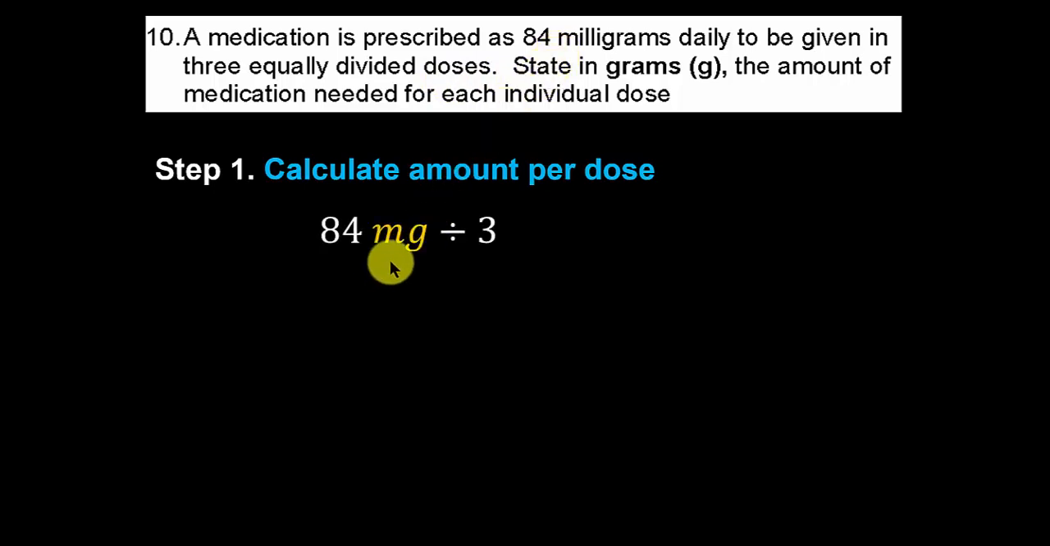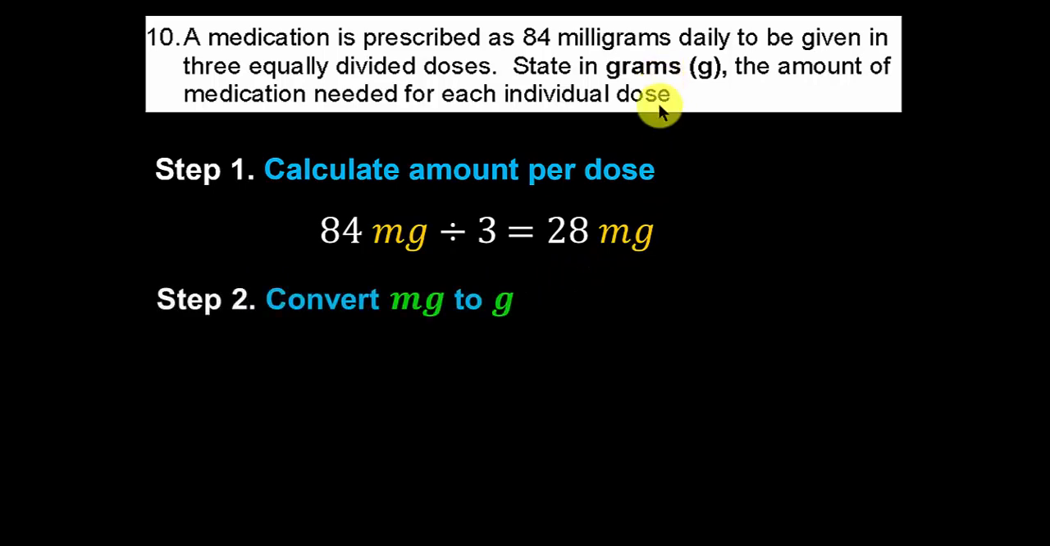I've highlighted the milligrams because this first step will still retain milligrams. Now on the calculator, 84 divided by 3 is 28. So it'll be 28 milligrams per dose. And you can always check that just by adding 28 together 3 times, and indeed you do get 84. Now we're not quite finished yet because we want the answer in grams, so we have to do a conversion. Now this is the third time we have seen a conversion element in this paper. We want to convert that 28 milligrams into grams.